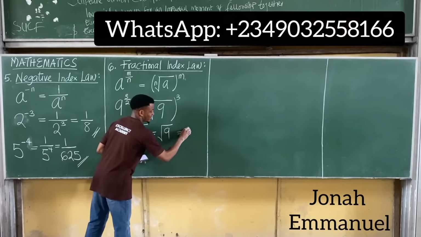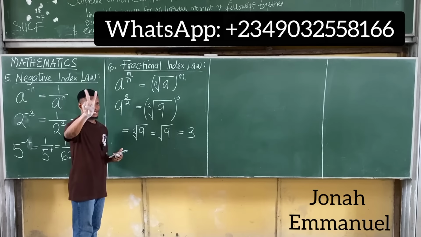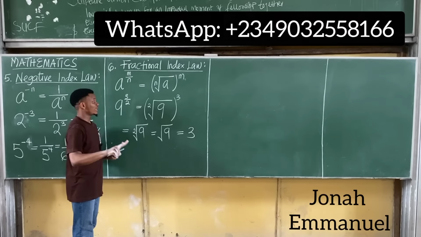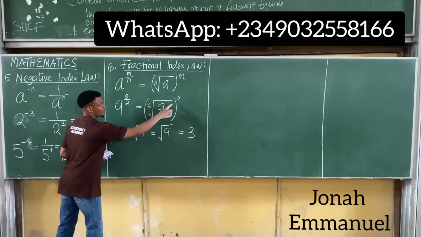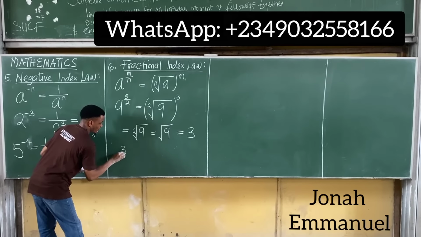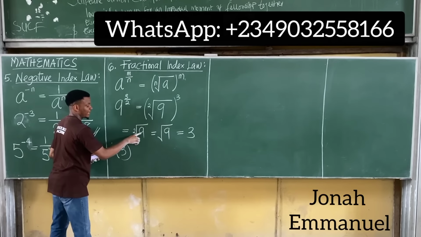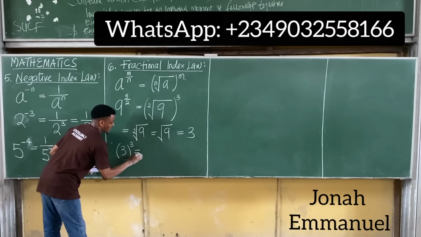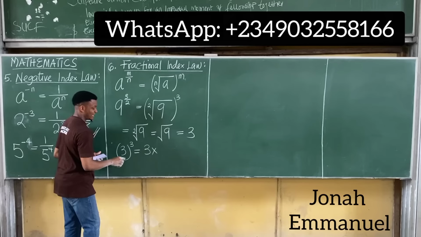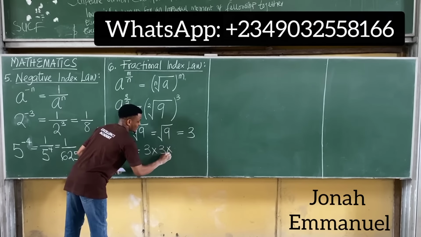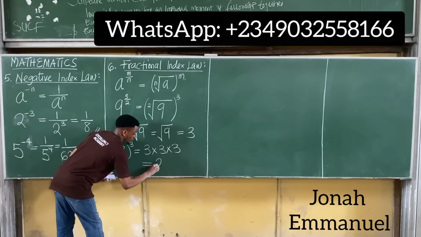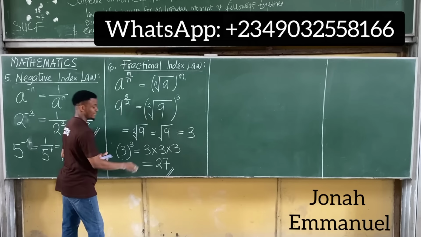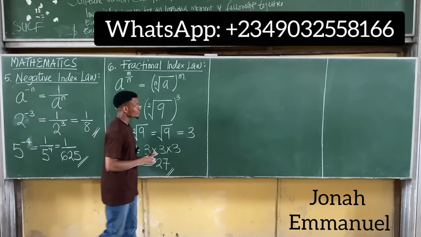And that number is 3, because 3 times 3, that's 3 multiplying itself 2 times, gives you 9. So it becomes this one here to power 3. So it becomes 3, which is the second root of 9, to power 3, and that's equal to 3 multiplying itself 3 times: 3 times 3 times 3. 3 times 3 is 9, times 3 is 27. So I have this as my answer.